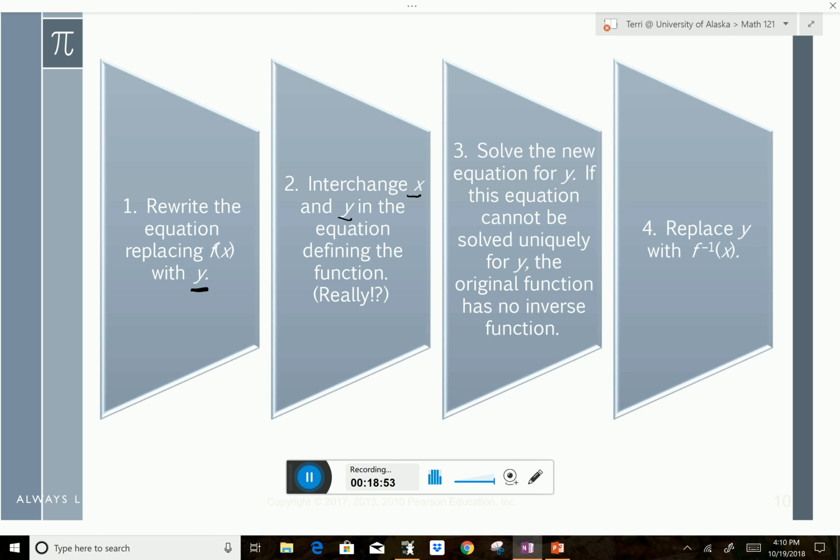W and L might be the width and the length. You're not going to take x units and P as price and switch that and then make P units and x price. You're not going to do that because of the way that you're writing things. But sometimes we have to do it, especially if we want to graph them together to see that phenomenon. So we solve the new equation for y. And if it cannot be solved uniquely, then the function has no inverse function. And then we replace y with f inverse of x.